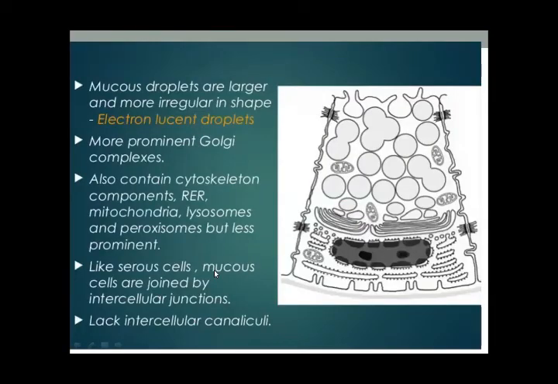Mucous droplets are larger and more irregular in shape. Electron lucent droplets. Prominent Golgi complex. It also contains cytoskeleton components, rough endoplasmic reticulum, mitochondria, lysosomes, and peroxisomes, but less prominent. Like serous cells, mucous cells are joined by the intercellular junction, like intercellular canaliculi.